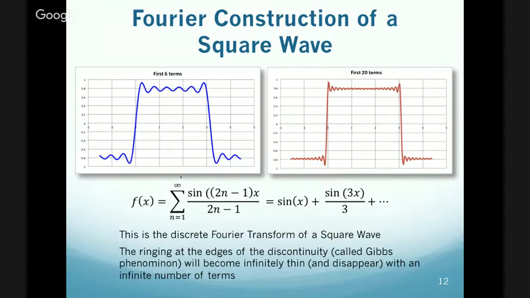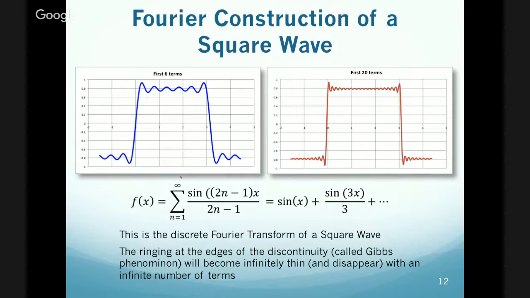But we'll try to look at the Fourier construction of a simple function, and one of the most interesting functions is a square wave. And what I've done here is I've created what's called a discrete Fourier transform of the square wave, so that this little function that I've shown here is the actual Fourier transform of the square wave. And it just turns out to be a sequence. And I just did this in Excel. I just added up the terms of the infinite series. And the first 6 terms are shown in blue. And you can see it's kind of wiggly.